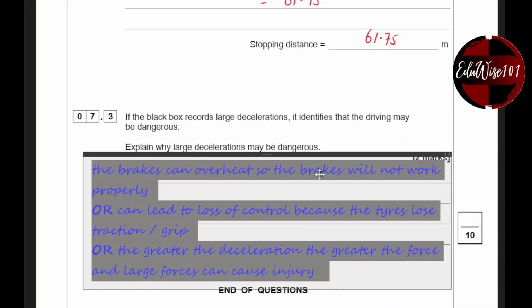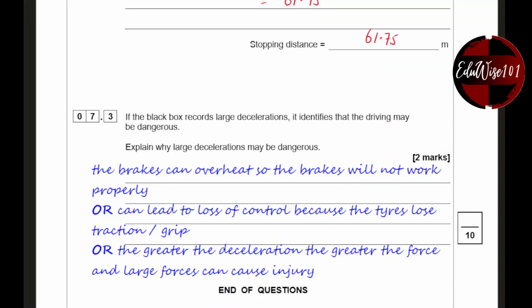So any of those answers will be fine for 2 marks. Because you're trying to explain, you have to say what actually happens, so not give 2 different reasons. The brakes can overheat, that's 1 mark, so the brakes will not work properly. Or you could say can lead to loss of control, that's your first mark, because the tires can lose traction or grip, that's your second mark. Or you could say the greater the deceleration, the greater the force, and larger forces can cause injury. But the best is actually just to simply say the brakes can overheat, so it will not work properly.